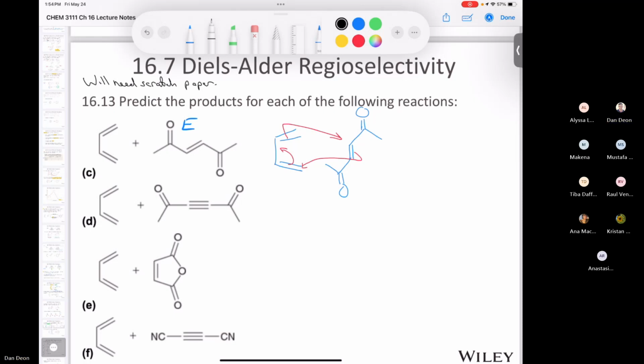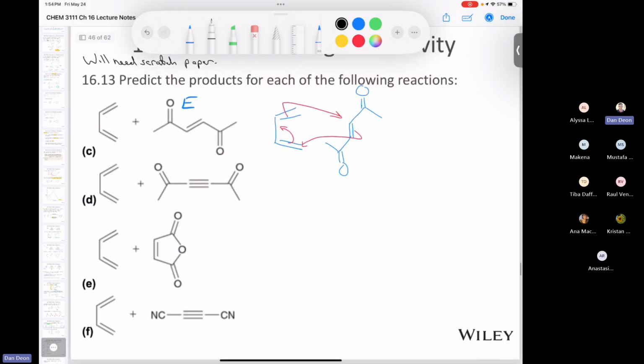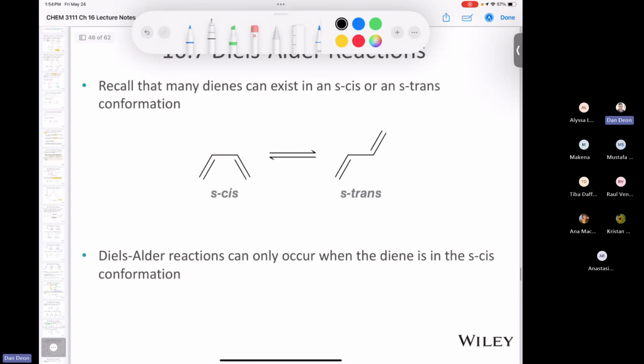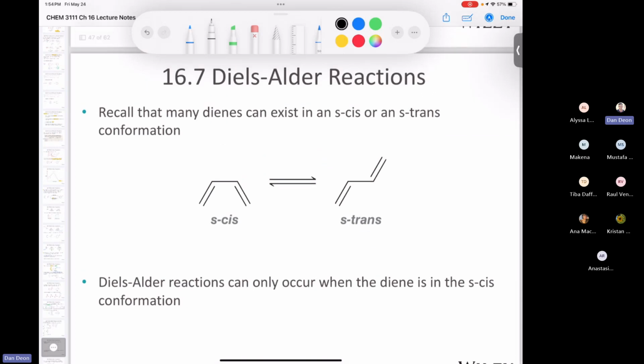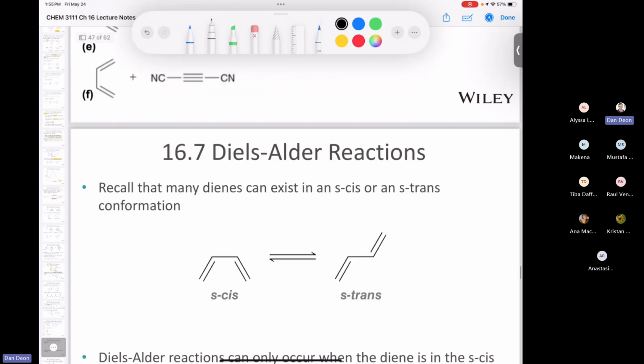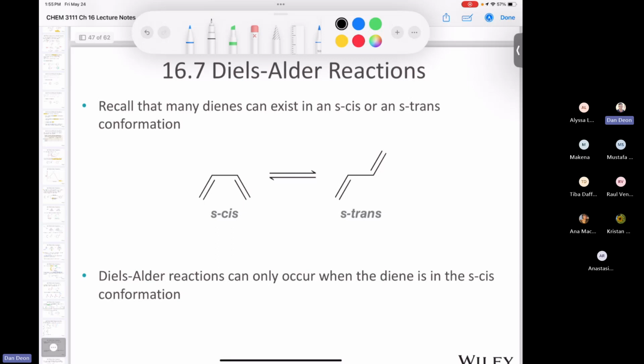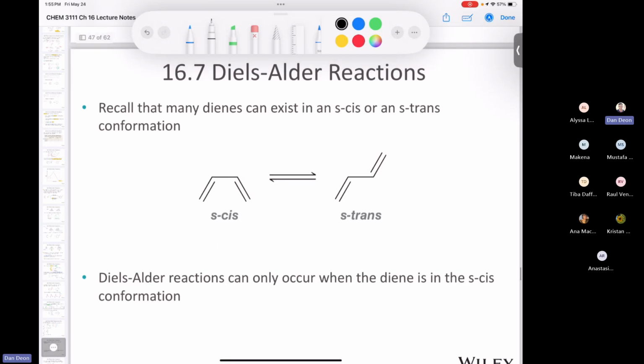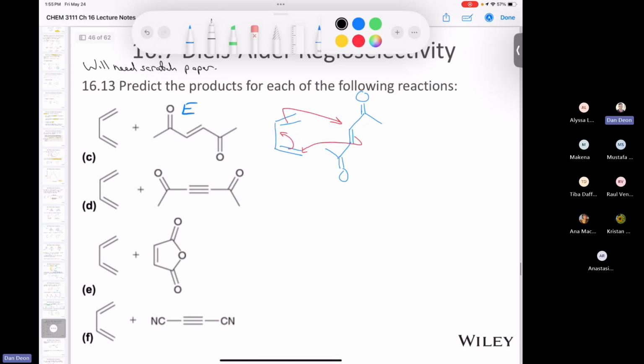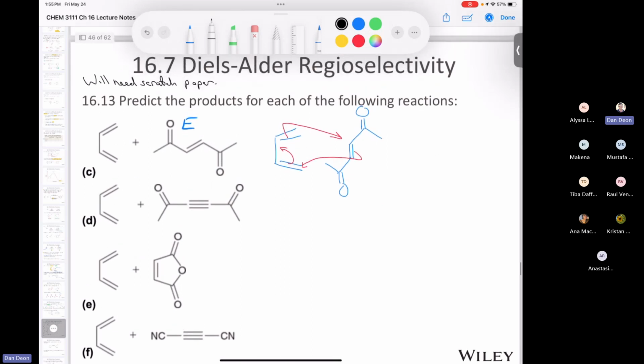I couldn't. I like to draw everything out very carefully, but I want you to try all four of these, and then we're going to come back and talk a little bit more about dienes and why some dienes don't work well in Diels-Alder reactions. In fact, a lot of them don't work at all in a Diels-Alder. So I'll go over that with you.